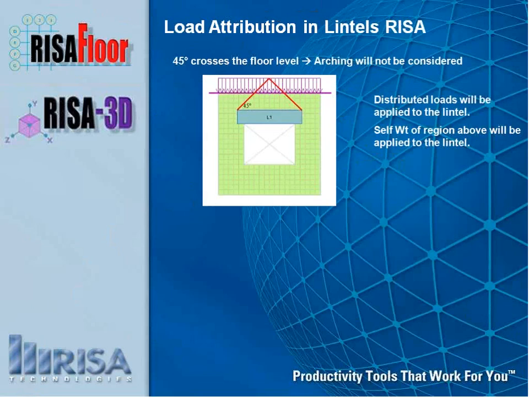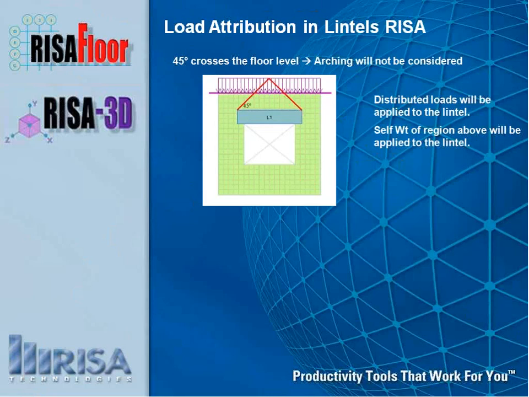We also have something here in RISA Floor. When we apply loads in RISA Floor, we follow the rules here of 45 degrees as crossing that element. So if we look at this lintel, when we apply loads to this 45 degrees basically above the floor level, arching will not be considered. So when we have distributed loads applied to the lintel, we have this format here where this 45 degrees goes above that floor level.